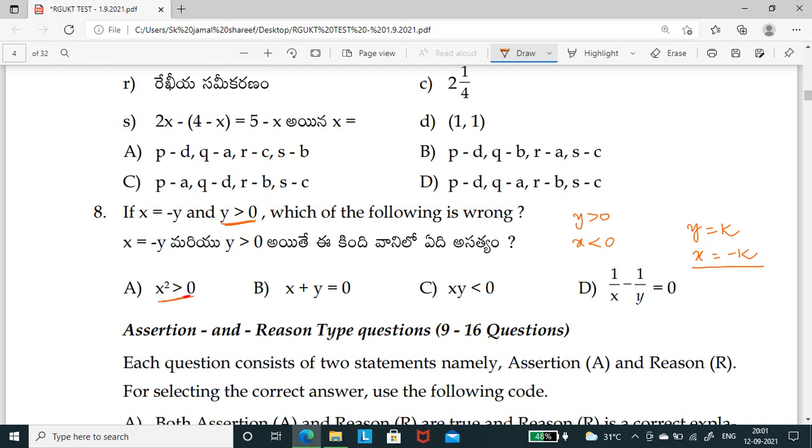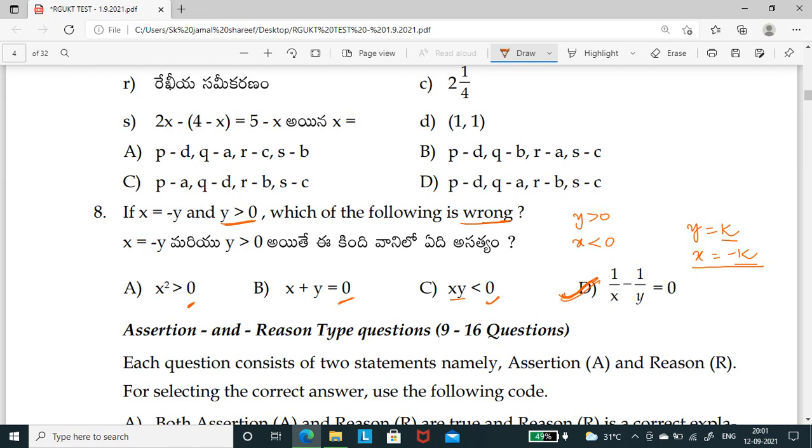Now x is equal to minus k. So when I square it, then it is true, right? But what did he ask? So he is asking about wrong. Okay, so x square is positive. Next, x plus y is equal to 0. So it is also correct because k minus k is equal to 0. Next, positive term into negative term. So x into y, k into minus k is minus k square. So this is also true. Next, 1 by k minus 1 by k is equal to 0. So this is not true. Hence option D will be my answer here.